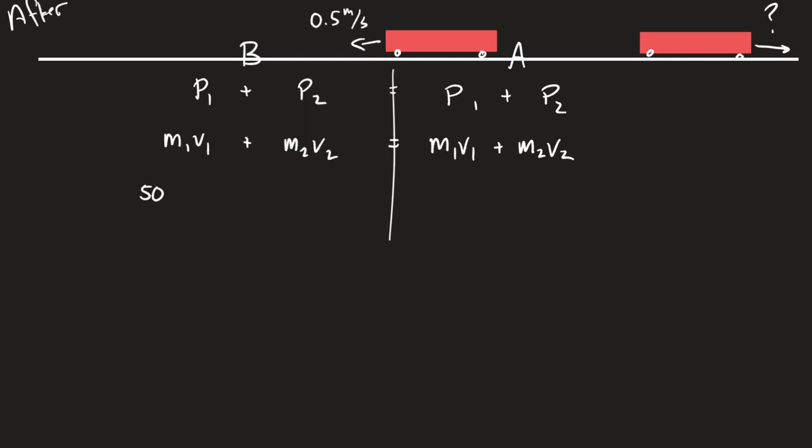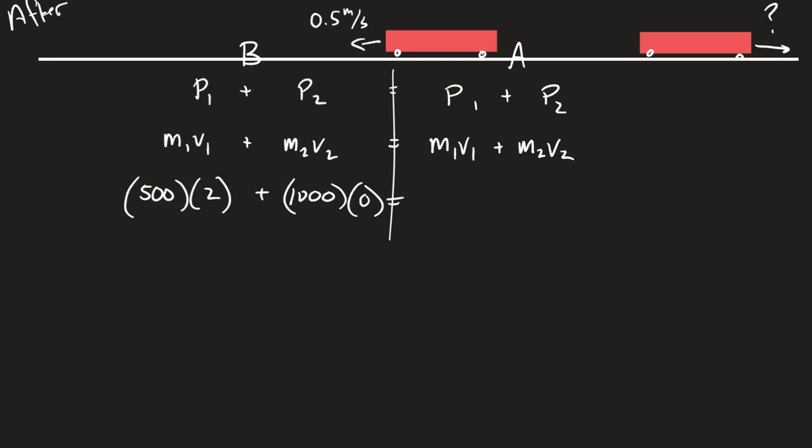Object 1 had a mass of 500 grams. It was moving at a velocity of 2 meters per second. Object 2 had a mass of 1,000 grams and a velocity that was 0. This represents the momentum of the system before the collision.